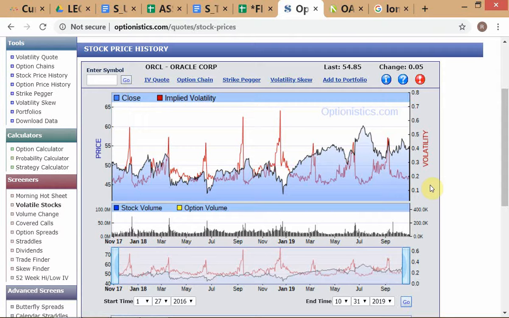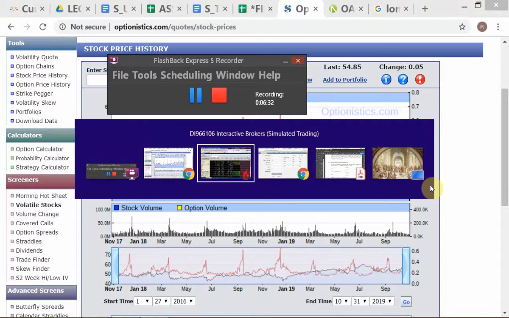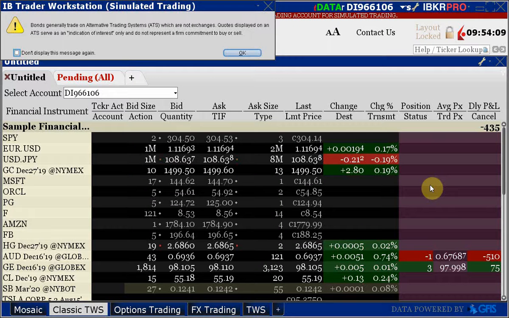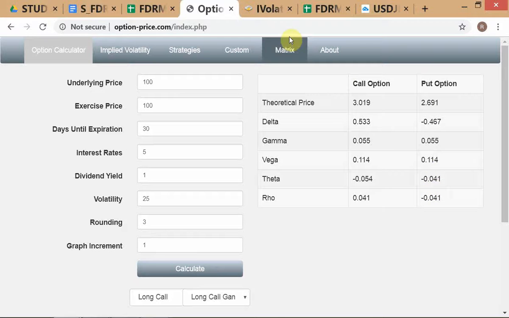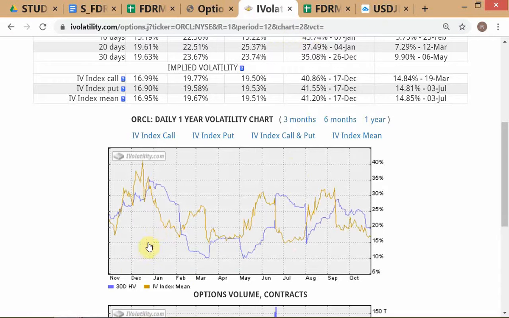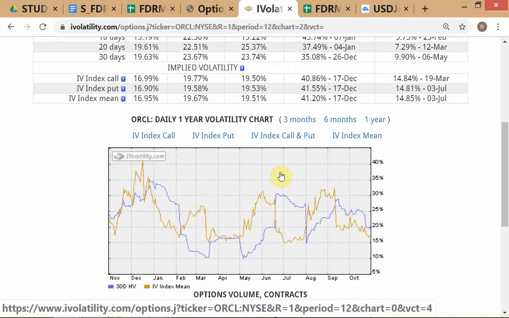Whenever you get an I vol chart, whether it's on Optionistics or on the TWS option trader, you can get an I vol chart. I haven't tried their time series charts on I vol. They actually have the cross-sectional data charts. Here you can see the Oracle I vol charts in orange. Whenever you're seeing this, these I vol charts are generated by taking the average price of both puts and calls.